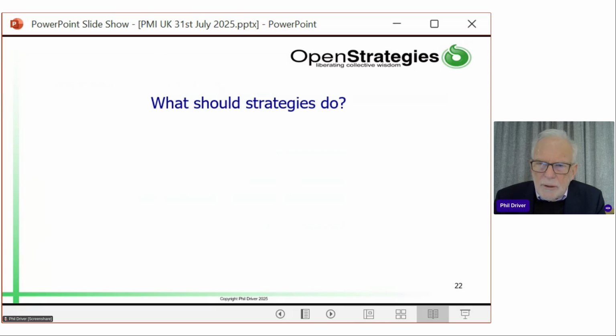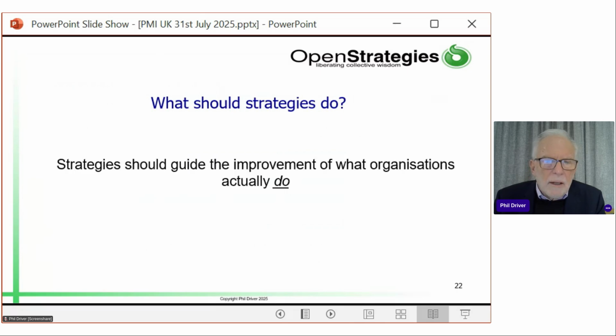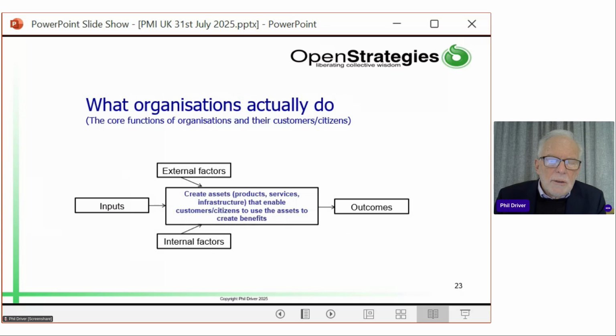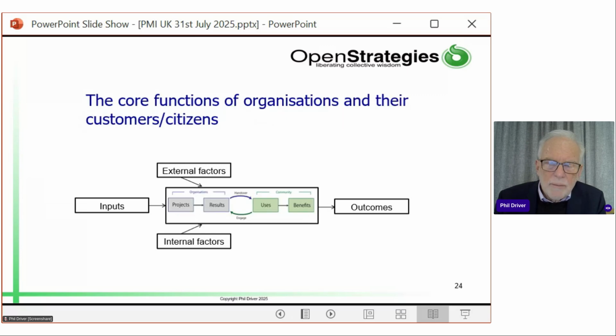So what should strategies actually do? Strategies should improve what organizations do, i.e. make stuff that enables the using of stuff. So this is what we came up with. What do organizations actually do? And it sits inside that middle box. The purpose of organizations is to create assets like products, services, and infrastructure that enable customers or citizens to use those assets to create benefits. And that phrase is represented by PRUB.